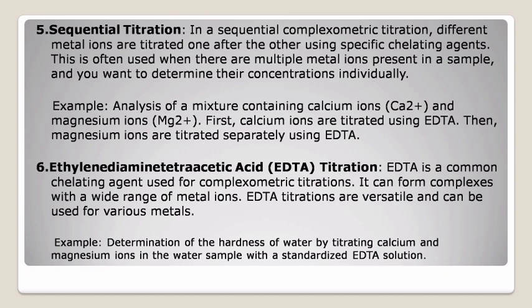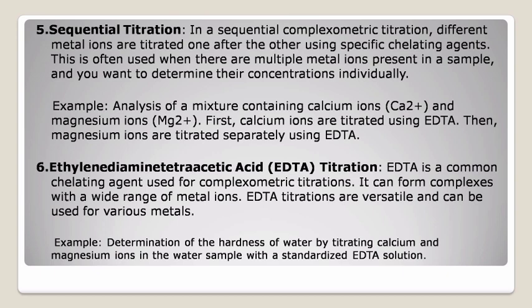Then, magnesium ions are titrated separately using EDTA. Sixth, ethylenediaminetetraacetic acid, EDTA, titration. EDTA is a common chelating agent used for complexometric titrations. It can form complexes with a wide range of metal ions. EDTA titrations are versatile and can be used for various metals.